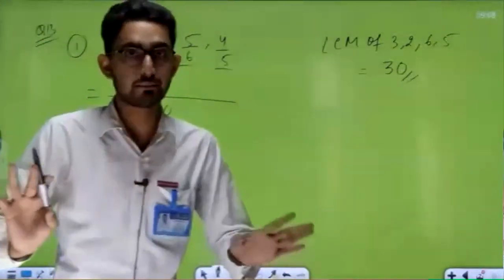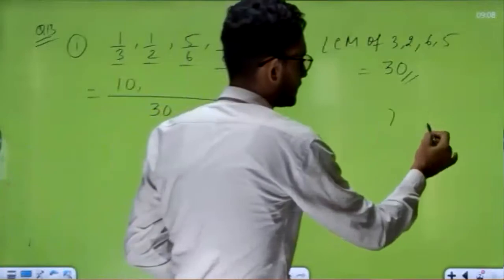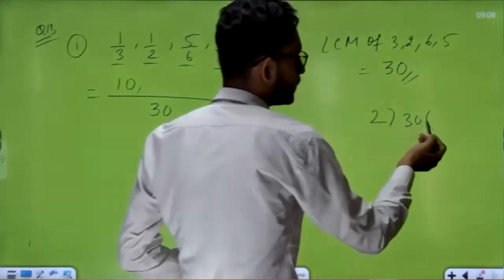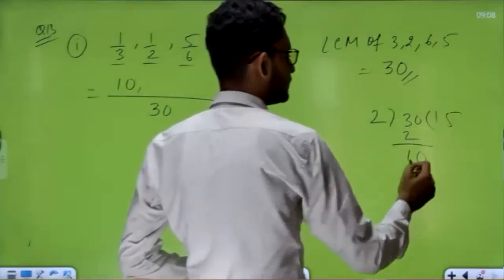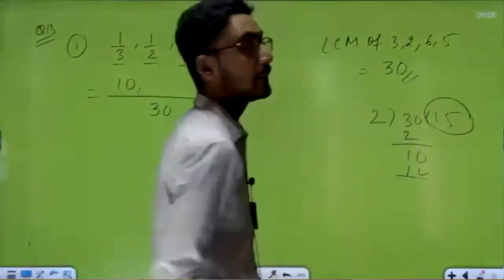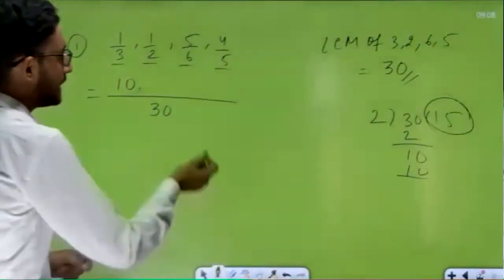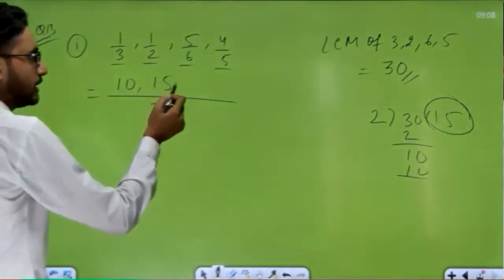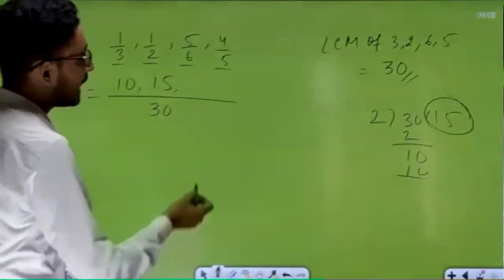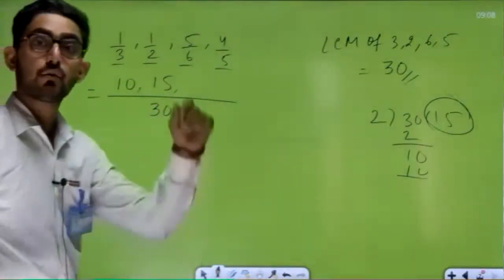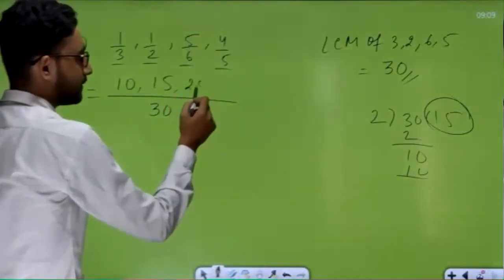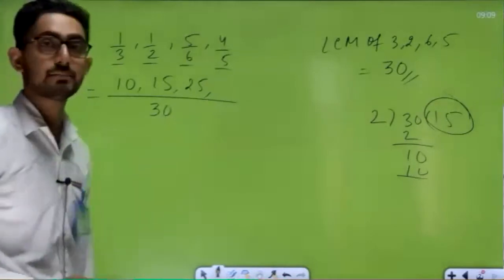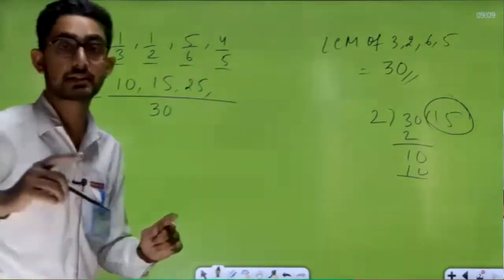If you cannot find the times, then just divide. 30 divided by 2. 3 divided by 2 is 1 remainder 1, carry, 10 divided by 2 is 5. So we can say 15 times. And 15 multiplied by 1 is 15 only. Okay, done. Now 6, how many times? 5 times. 5 into 5, 25. Next, 5, how many times? 6 times. 5 6s are 30.